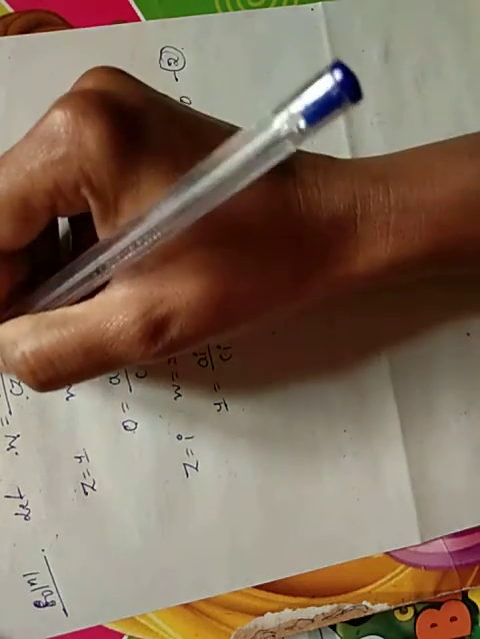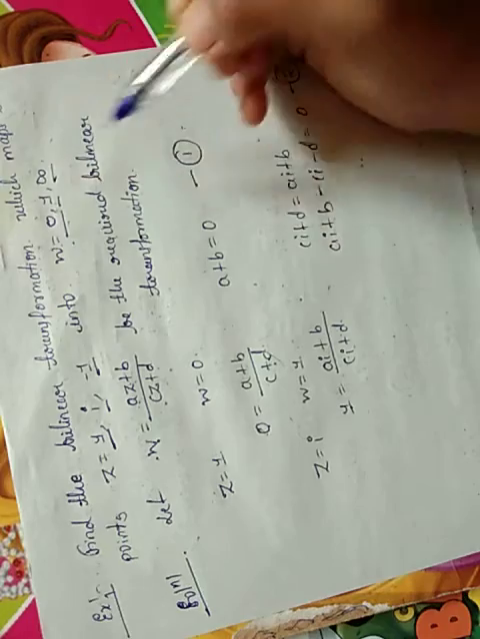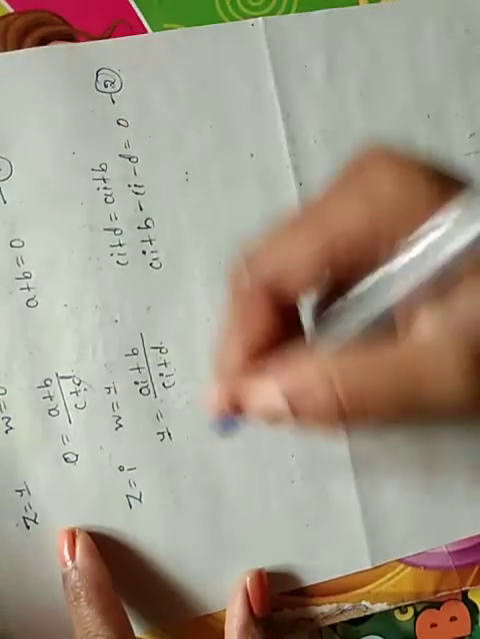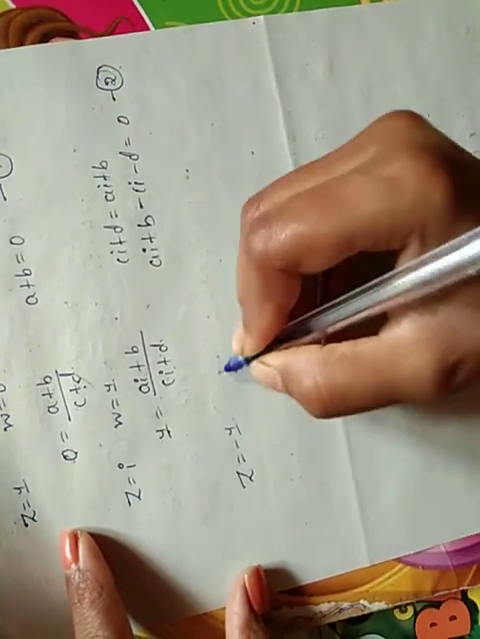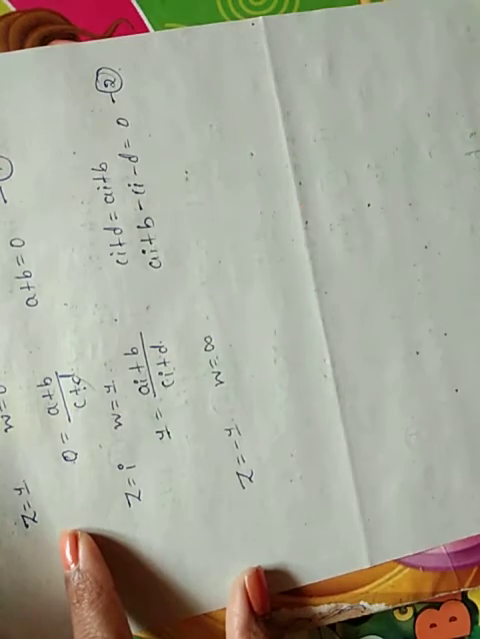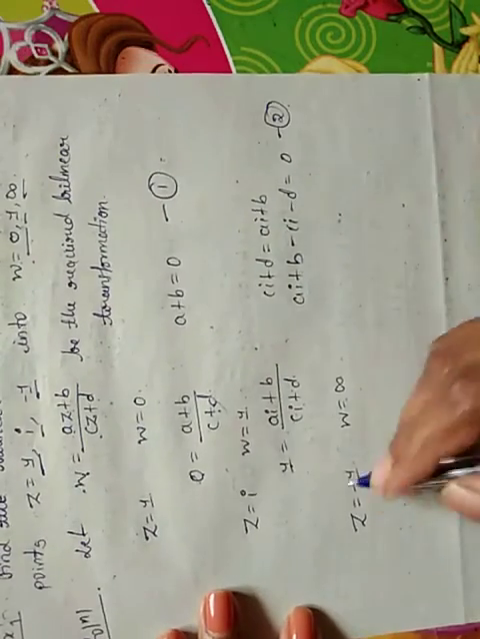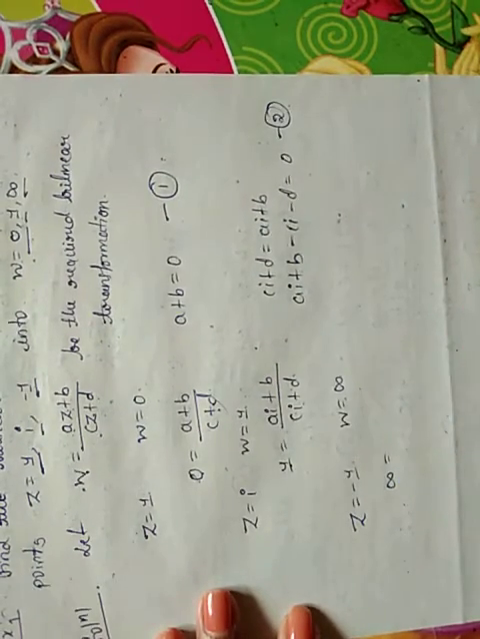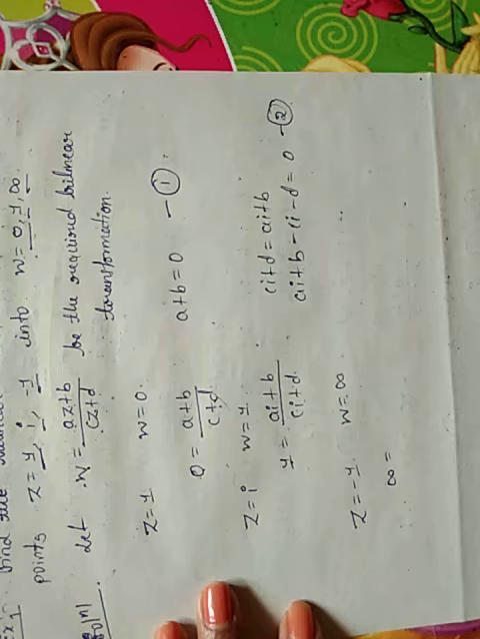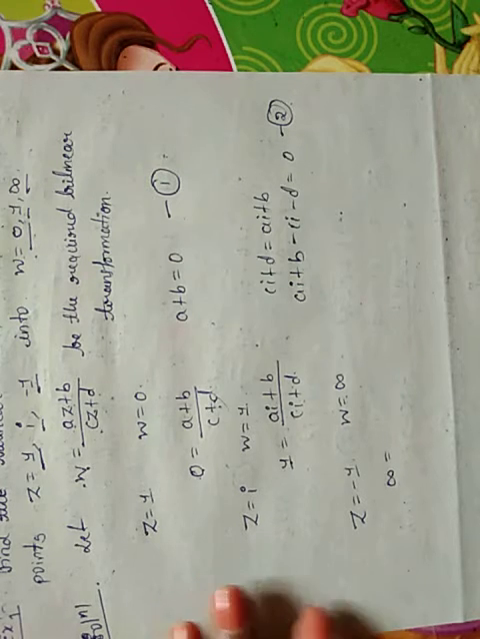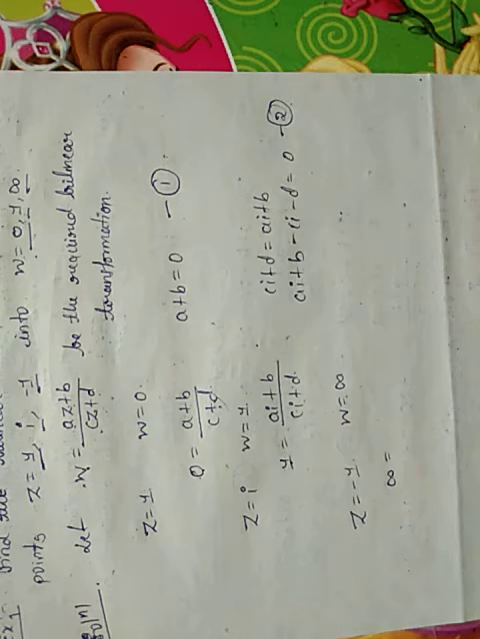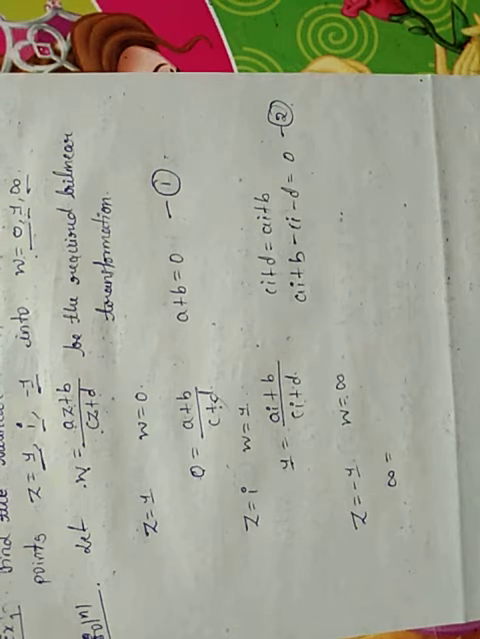Next put z equal to minus 1, w equal to infinity. Clear? But we cannot put w equal to infinity directly here.